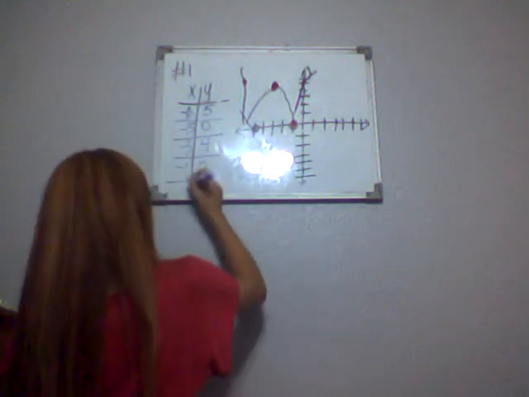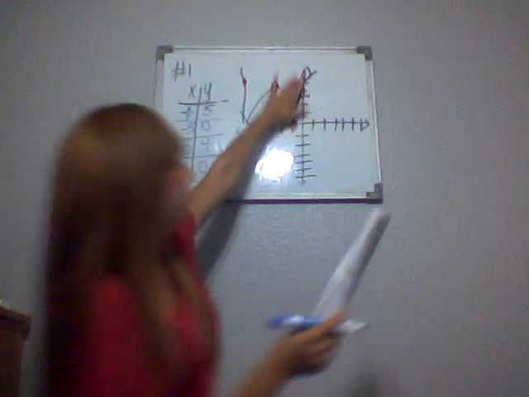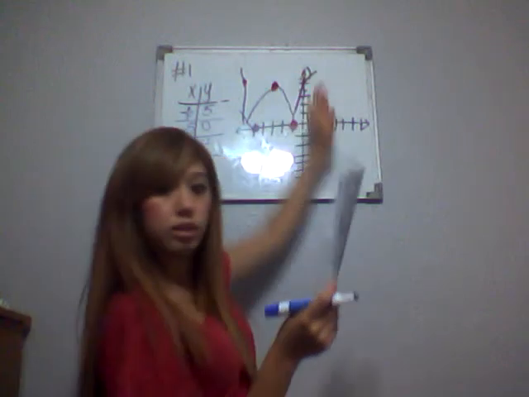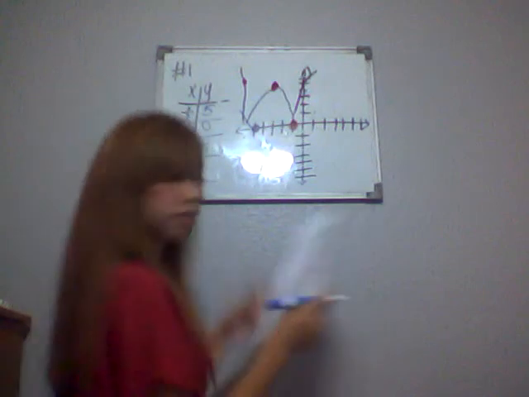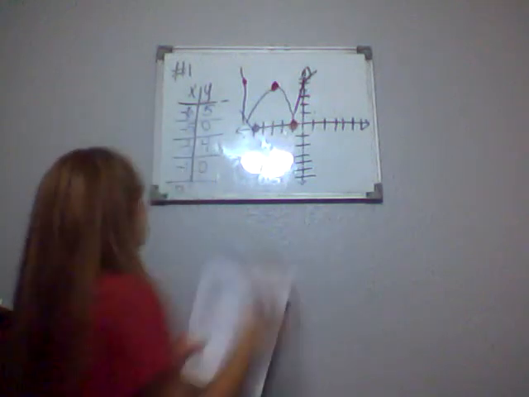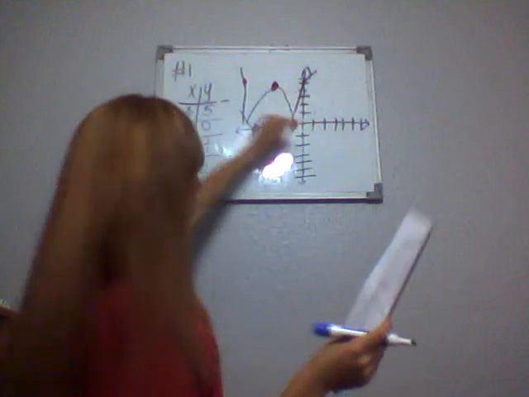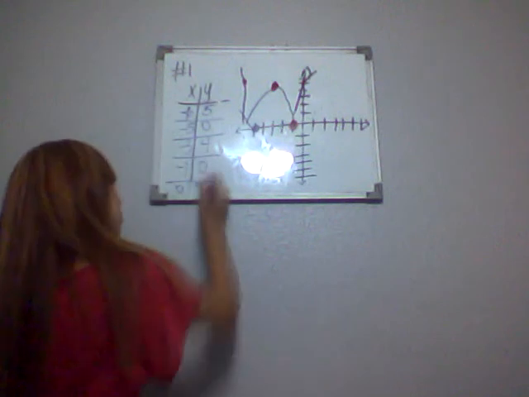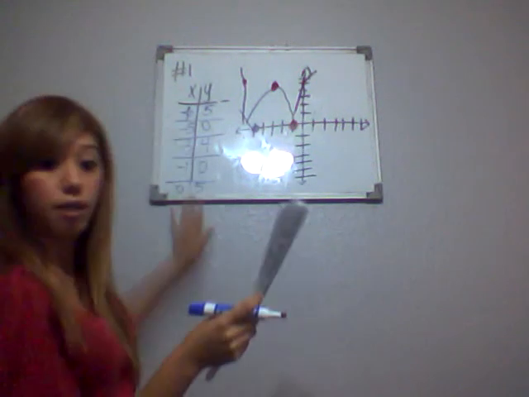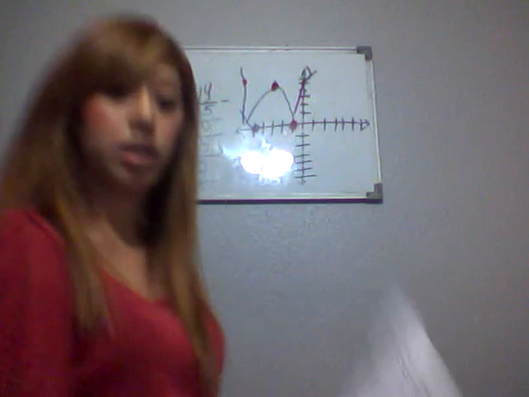And the last point, we have this one right here. Since you don't move left or right, the x value is 0. And you move up how many points? 1, 2, 3, 4, 5. +5, that's correct. So those are your 5 ordered pairs of the function table.